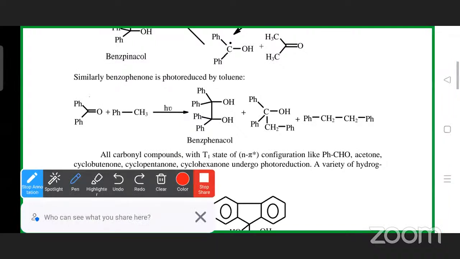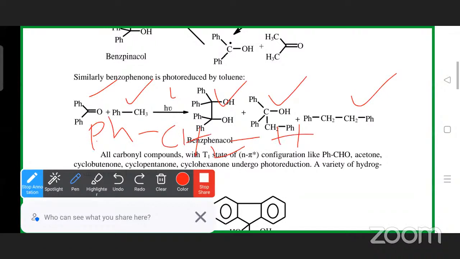So benzophenone is reacting with this toluene under this photo energy. So it is going to form various products here. Here is the dimeric product, and this is also a dimerization product here, and this is the usual product. In the toluene, CH3, CH2 and hydrogen, it is going to break down here, and it is going to form the hydrogen radical and the benzyl radical here.